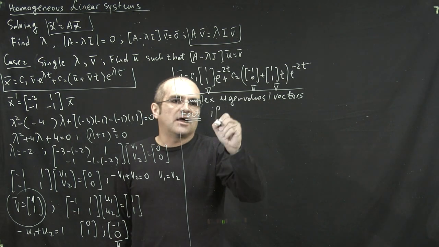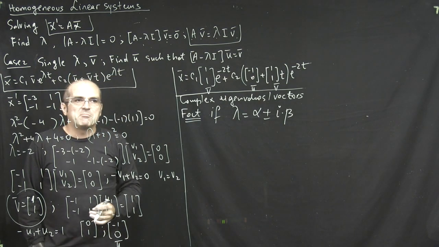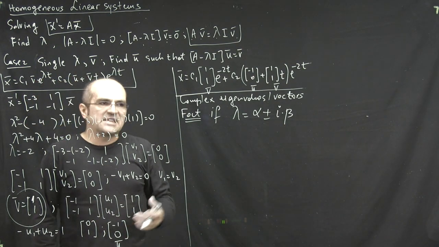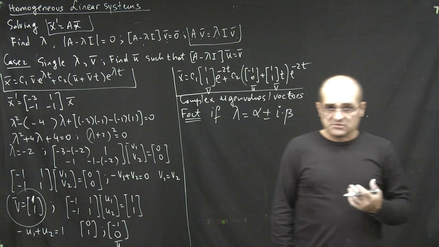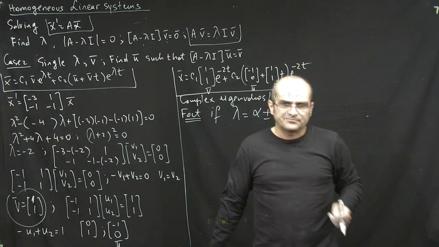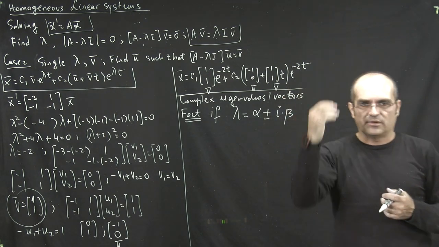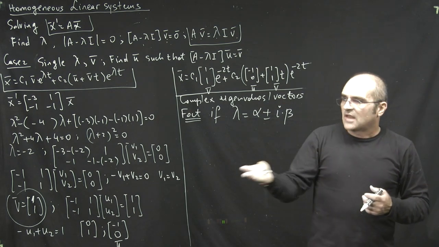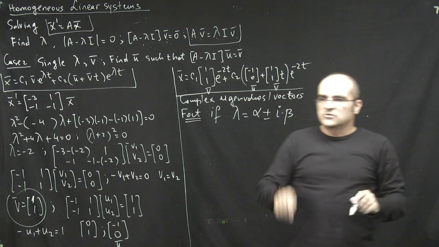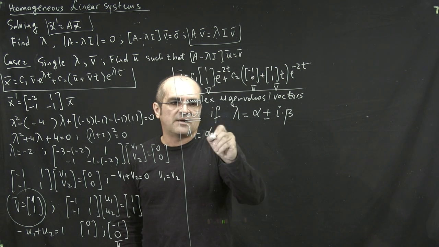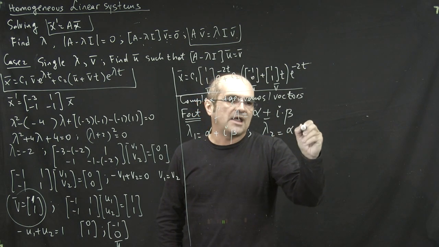If lambda is equal to alpha plus or minus beta i, so if you have a complex eigenvalue for a 2x2 matrix, they always come in conjugate pairs. That's a fact from algebra, right? The complex roots of a polynomial with real coefficients always come in conjugate pairs, never by themselves. So you always have 2, 4, and so on. Now, obviously, in a second degree polynomial, like it happens here for lambda, if you have complex roots, you get 2 conjugate ones. So you get lambda 1 equals alpha plus i beta, real part, imaginary part, and the second one will be alpha minus i beta.